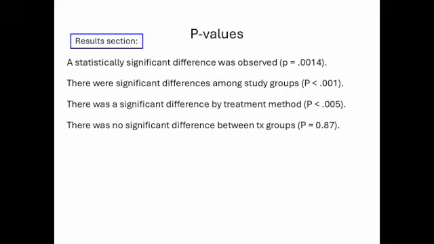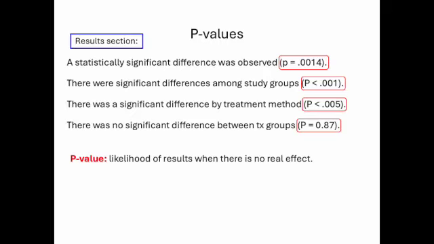Results section, you'll see all the statistics. And along with all of the statistics, you'll see these p-values. A p-value is the likelihood of the data. How likely are results like these? How likely are they if the null hypothesis is true?